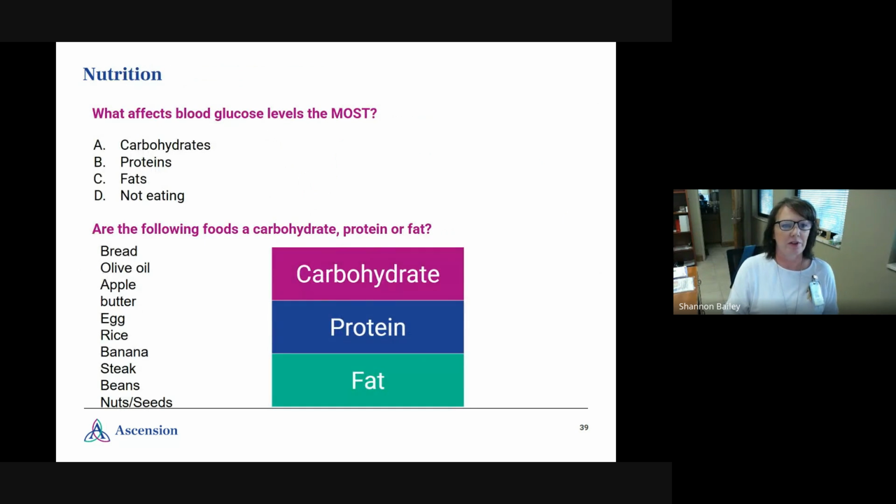Okay, next question. What affects blood glucose levels the most? Is it carbohydrates, proteins, fats, or not eating? Kylie says A, carbs. Stacy Garrett said A, carbs. Yes, you're correct. It's carbohydrates. That affects the blood sugar the most. So are the following foods a carbohydrate, protein, or fat? Let's start with bread.